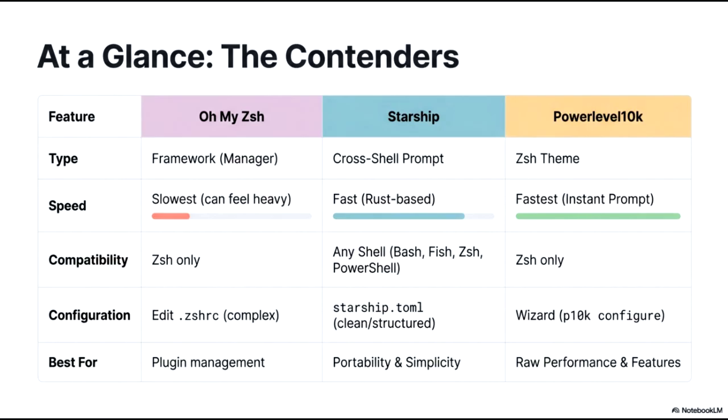Next, Starship is a cross-shell prompt built with Rust, ensuring exceptional speed. Its primary advantage is compatibility across Bash, Fish, ZSH, and PowerShell. Configuration is handled through a clean, structured TOML file, making it the ideal choice for those prioritizing portability and simplicity across different environments. Finally, PowerLevel10K is a dedicated ZSH theme known for raw performance.